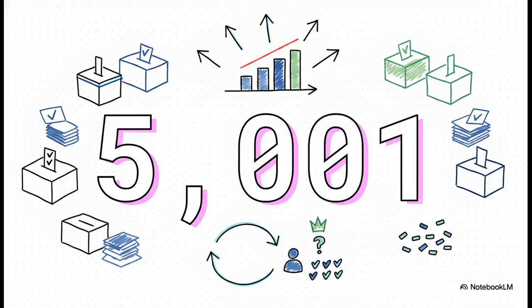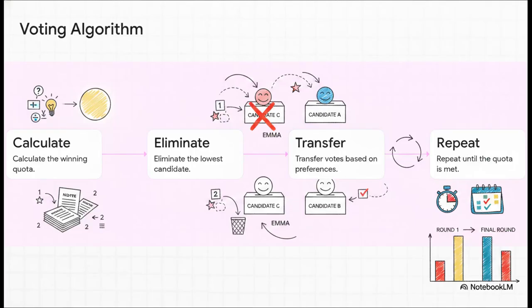But what happens if the votes are scattered everywhere and nobody hits that magic number in the first round? Well, here is how the algorithm actually steps in. In this system, voters don't just pick one person. They rank their preferences, so first, second, third, and so on. If no one meets the quota initially, we don't just shrug and hand the win to the person with the most votes. Instead, the candidate with the lowest number of first preference votes, let's say candidate C, or we'll call her Emma, is completely eliminated from the race.